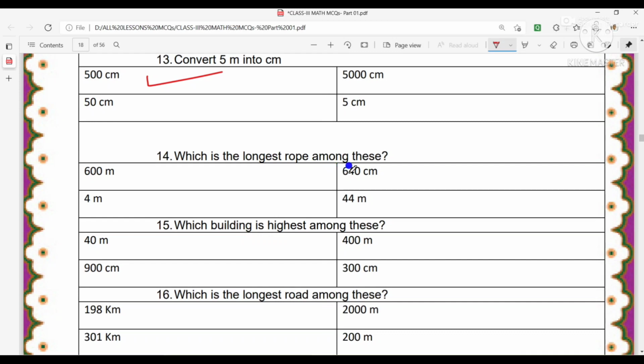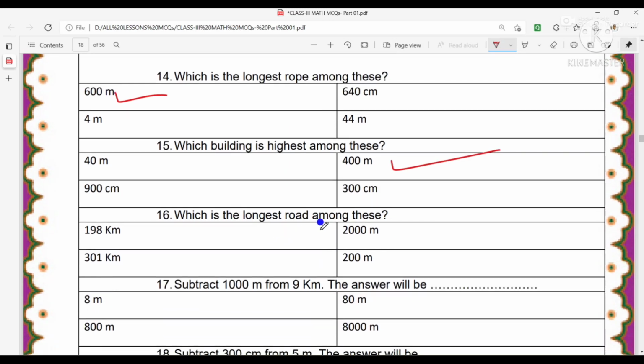Which is the longest rope among these? 600 meters, 640 centimeter, 4 meter, 44 meter. So longest rope will be this one, 600 meter. Which building is highest among these? 40 meter, 900 centimeter, 400 meter, 300 centimeter. So 400 meter is the highest.